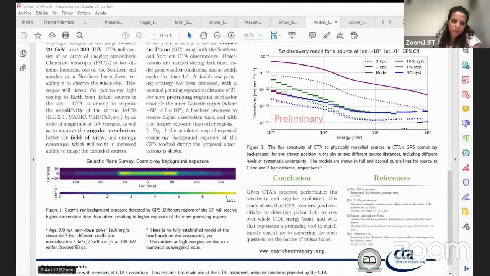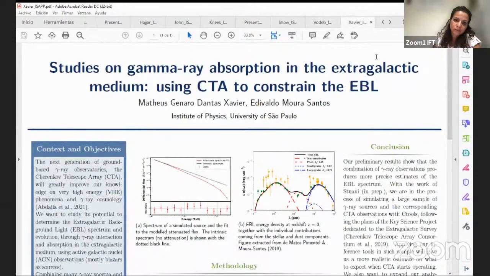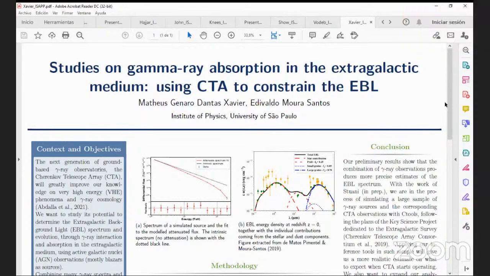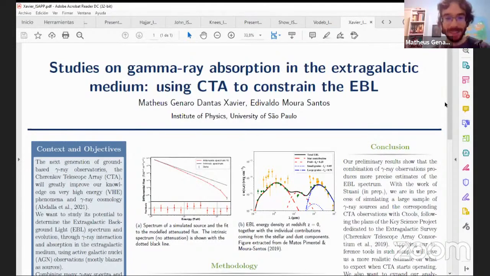So we can move to the last speaker of this poster section, that is Mateus. Hi, yes. I believe I used the same template as Veronica. So, yeah.